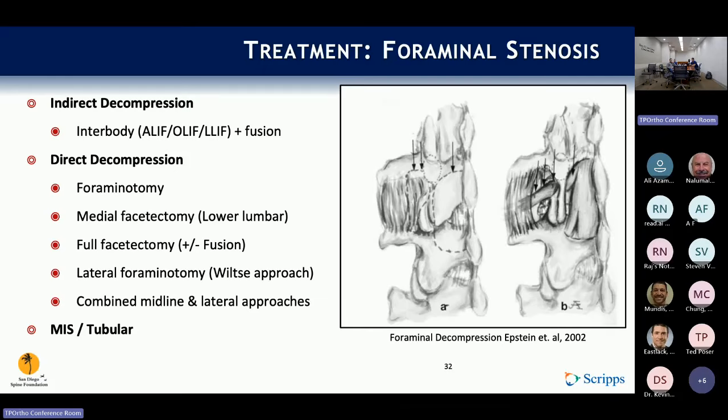The different modalities used to treat this entity include direct decompression, in the forms of foraminotomies, facetectomies, and combined approaches of these, and then also indirect decompressions, often with the use of interbodies and fusion, and obviously you have your MIS and tubular modalities as well.